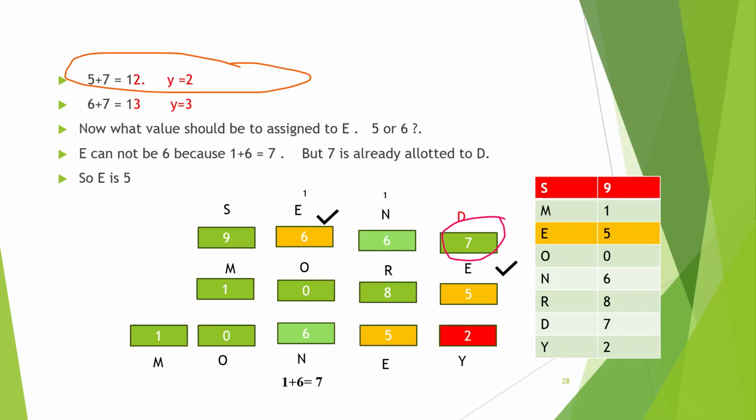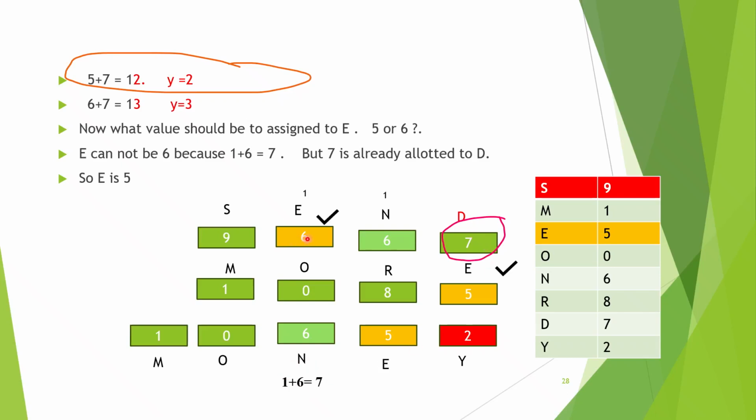Now, what value can be assigned to E? 5 or 6? E cannot be 6, because 1 plus 6 equals 7, but 7 is already allotted to D. We cannot put 6 here because 1 plus 6 is 7, and 7 is already allotted to D.